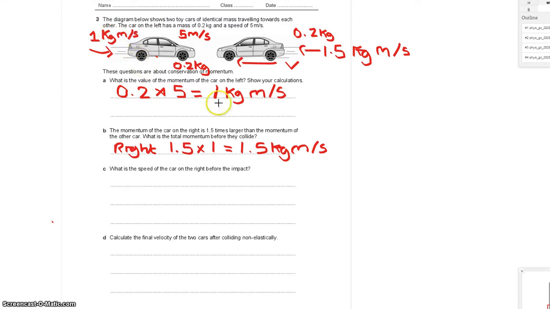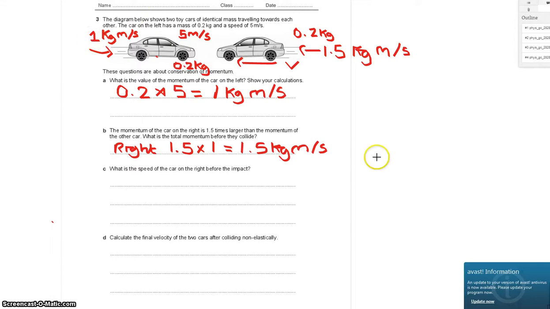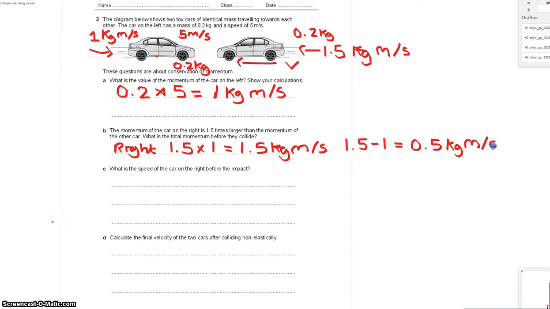So we know now that the total momentum will actually be towards the left, this way, because this is much larger than that. And in order to work out how much it's going to the left, it's simply going to be 1.5 minus that 1 there. So 1.5 minus 1, so the total momentum before they collide is a half kilogram meter per second, and it's to the left.